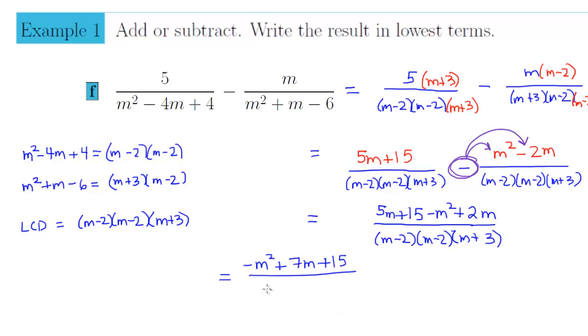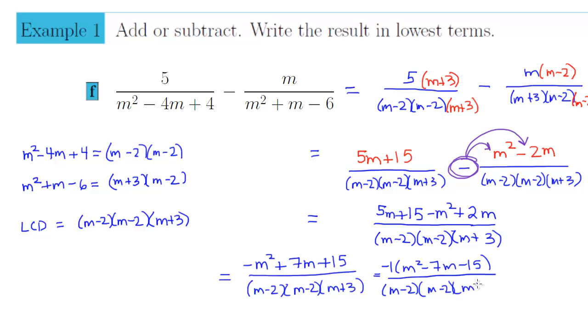All over, let's see what we've got on the bottom, m minus 2 times m minus 2 times m plus 3. Can we reduce? Can we do anything to reduce? Well, we have to factor out the top first to see if that's possible. So let's take out a negative 1 from the lead term, and that gives us m squared minus 7m minus 15, right? M squared minus 7m minus 15. And the bottom is simply m minus 2 times m minus 2 times m plus 3.